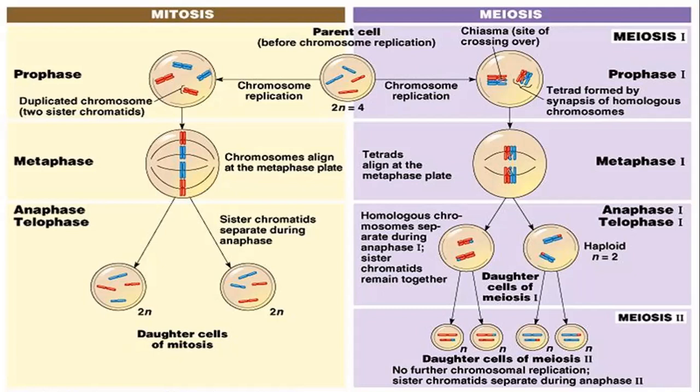In metaphase 1, the tetrads align at the metaphase plate. We call them tetrads at this point just because we've had some crossing over. Then we have anaphase and telophase 1. Our homologous chromosomes separate during anaphase 1 and sister chromatids remain together. So actually our chromatids are staying together, while the chromosomes are splitting apart. Then in meiosis 2, we have no further chromosomal replication. Sister chromatids separate during anaphase 2. We have no further crossing over. So it's just more splitting of them apart.